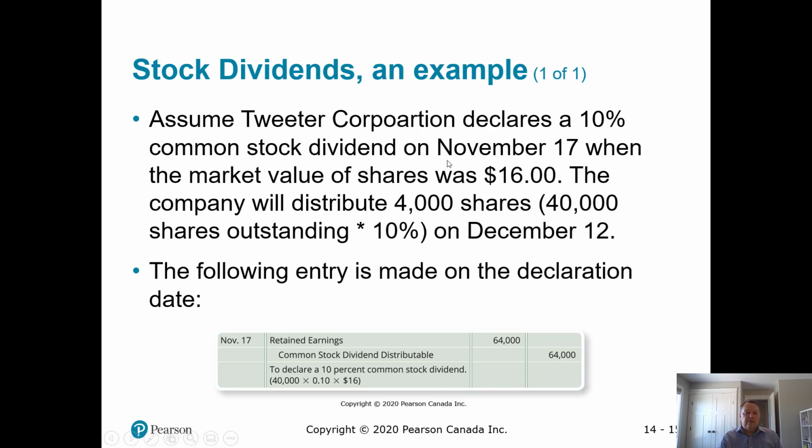So on the date of declaration, which is November the 17th, we debit retained earnings and we credit common stock dividend distributable, the value being 4,000 shares at $16 a share. What we've done is we've taken some of those retained earnings and distributed them, but we've set them up in a common stock dividend distributable. In other words, we haven't actually issued the shares yet, but we've said we're going to do it.